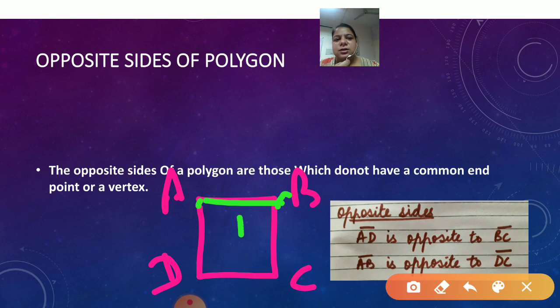So you can check, just opposite to AB we have CD, right? So these are the opposite sides. AB and CD are two opposite sides to each other.